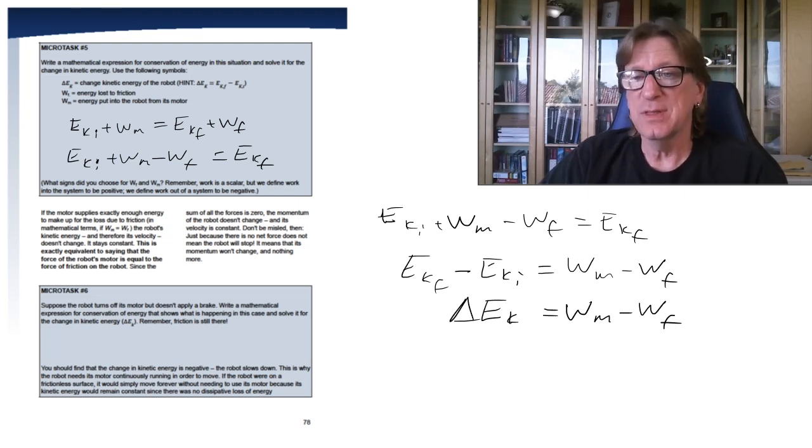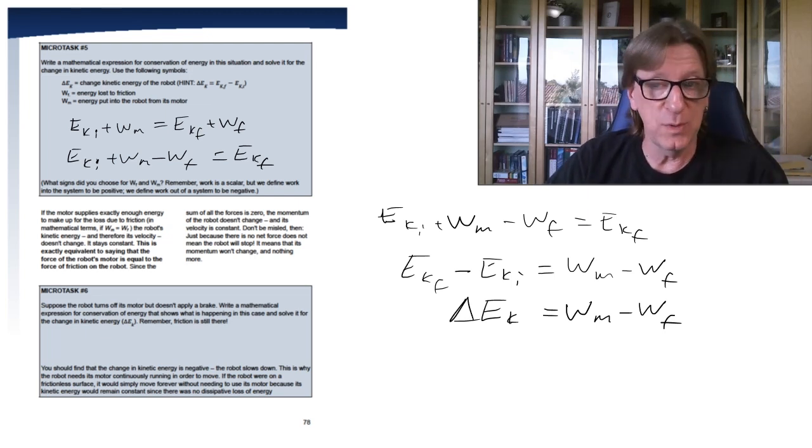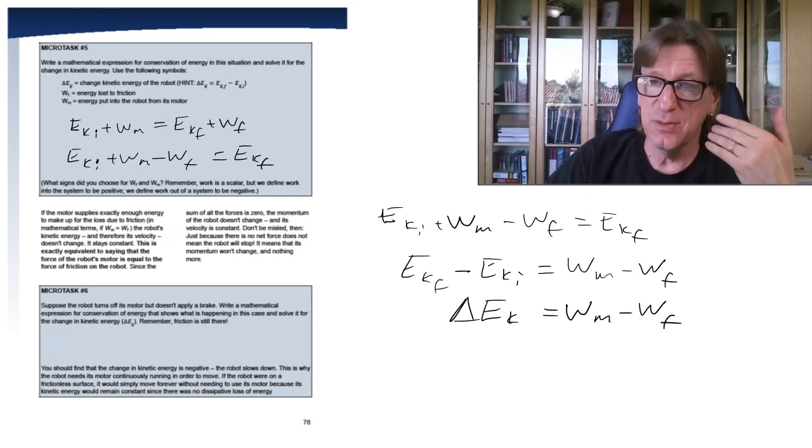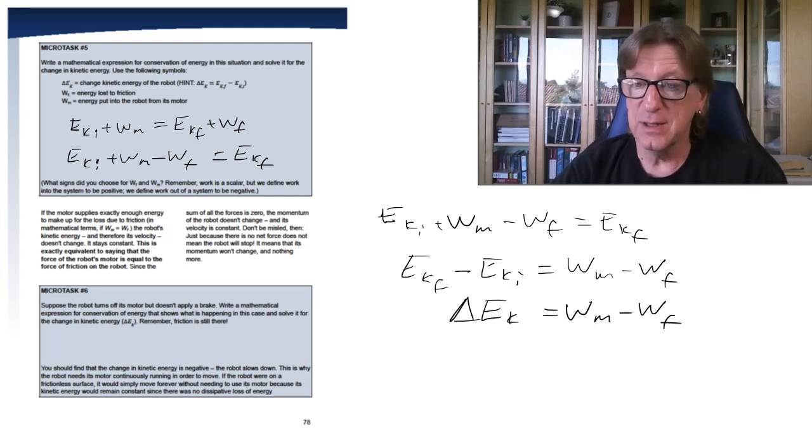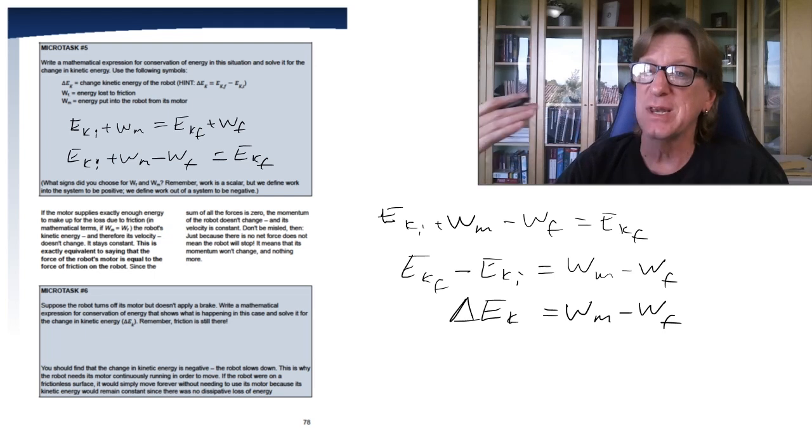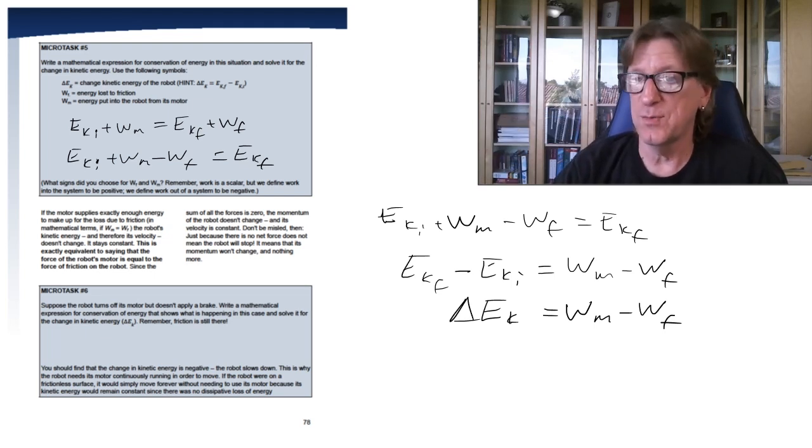And by the same token, if the motors are not doing as much work, then the kinetic energy is going to change. My change in kinetic energy is going to be negative, right? If the work done by friction is greater than the work done by the motor, then my change is going to be negative. And so I'm going to have less kinetic energy, and therefore the robot's going to slow down. It's moving at a slower velocity.